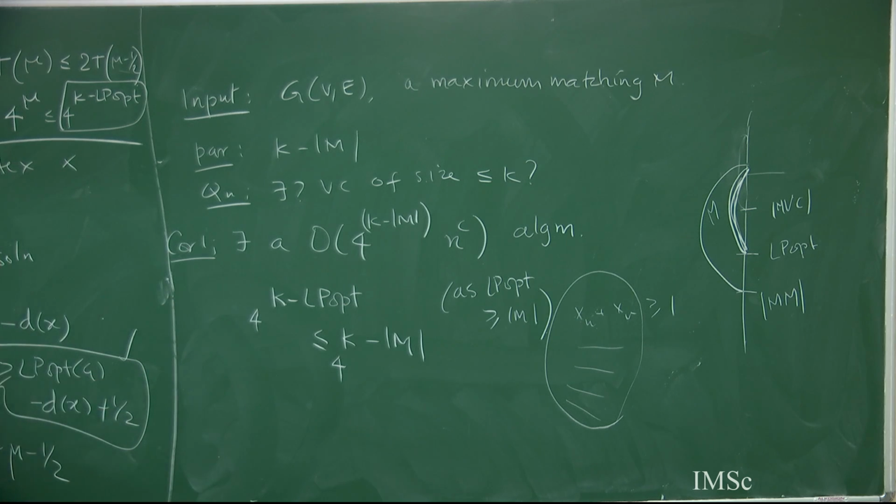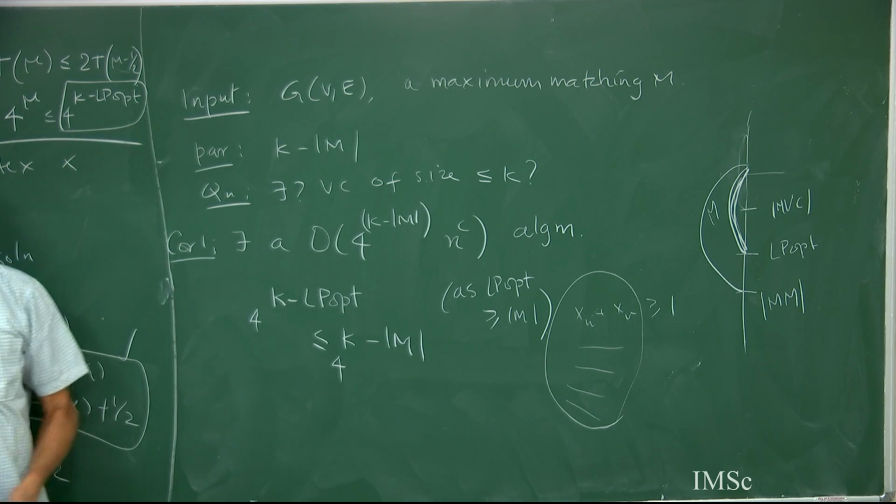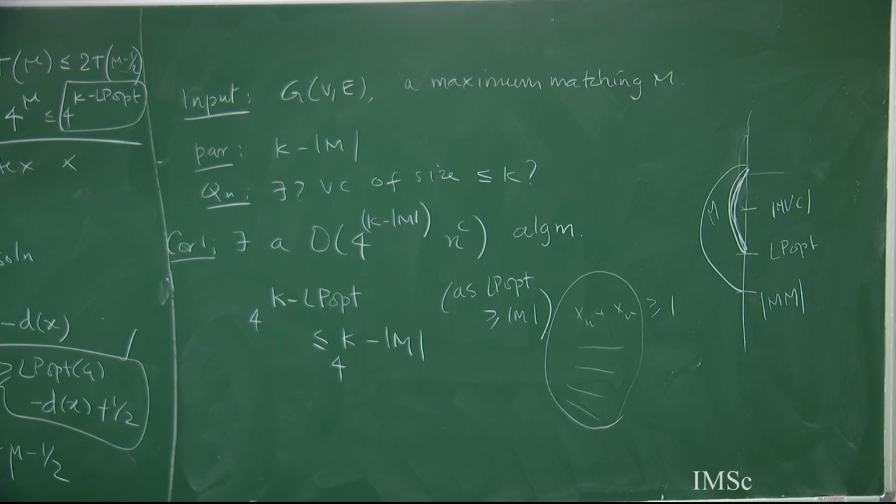So the solution is to run this algorithm, that is it. That itself is 4 power my new parameter, because basically my new parameter is larger than my old parameter. If you are giving me more time, it is even better.